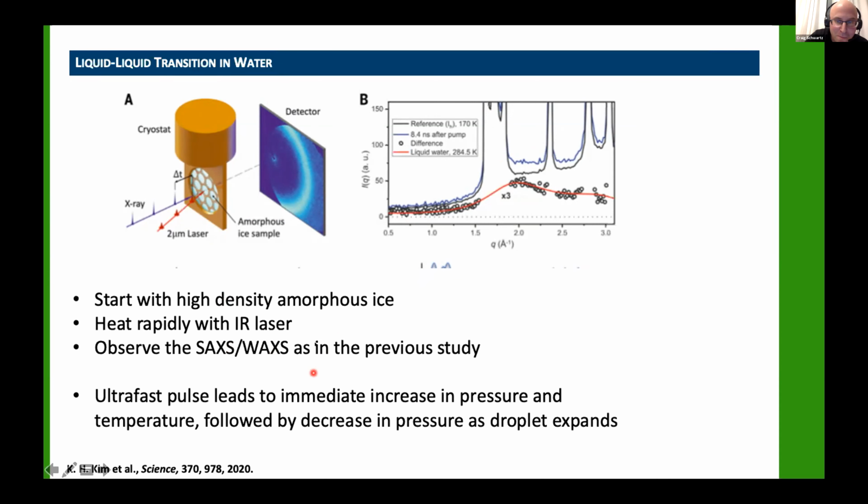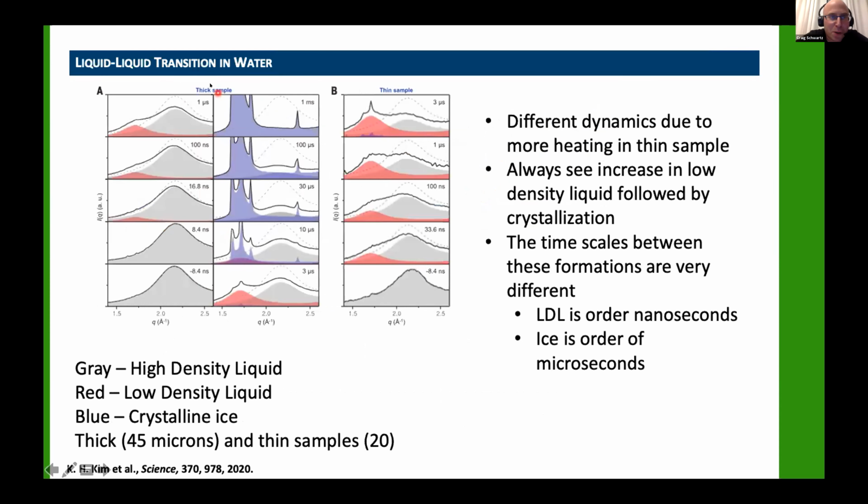Okay, so then what do they actually see? All right, they're doing this for two samples. One's a thick sample and one's a thin sample. The thick sample is 45 microns thick. The thin sample is about 20 microns thick. The color scheme here is gray, which is what they're calling high density liquid, that high density amorphous ice they started with. Red is this state, which is not crystalline and not the gray one, and basically a mystery. They're calling it a low density liquid.